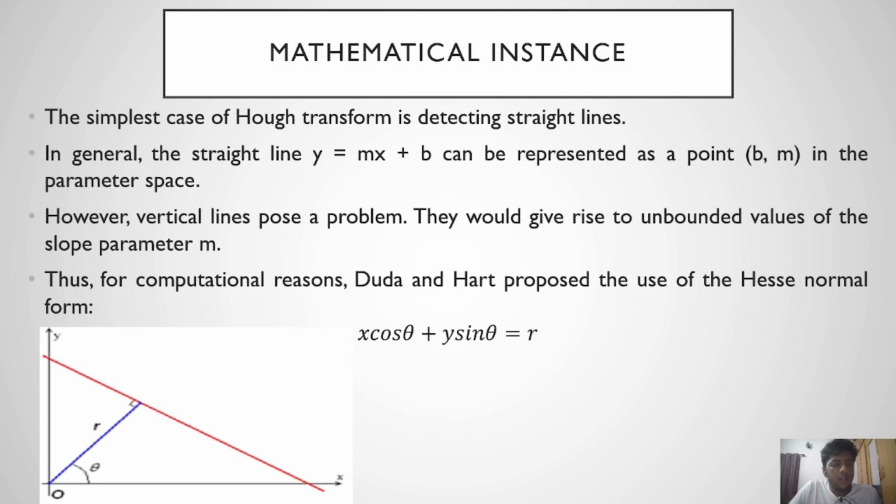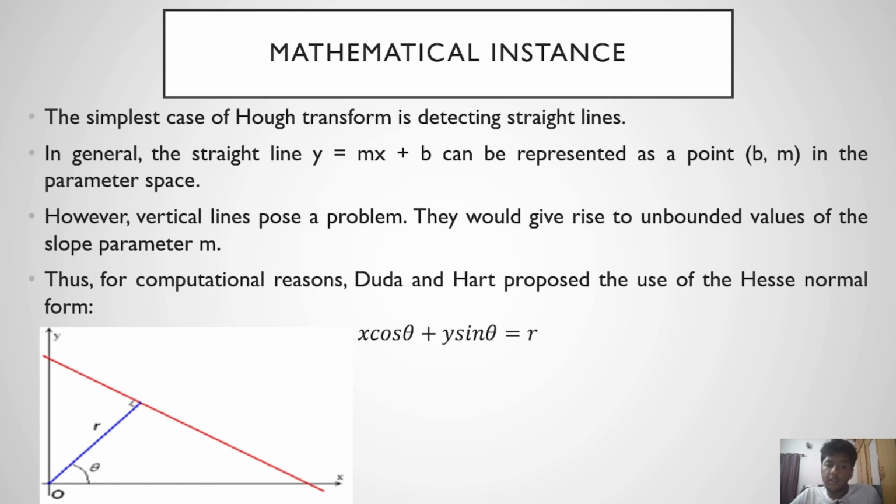So in general, the straight line is y equals mx plus c, that can be represented as a point (b, m) in the parameter space. However, vertical lines pose a problem. They would give rise to unbounded values of the slope parameter m. The slope parameter doesn't have a bound condition as such, so it can have n number of values.